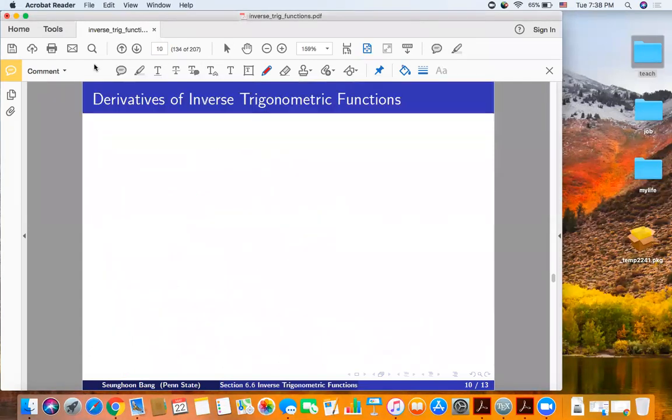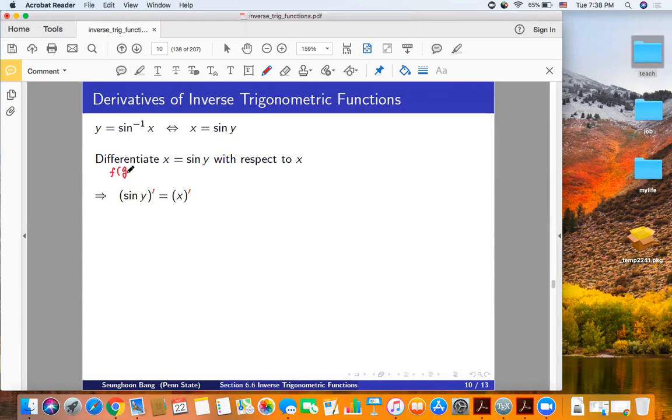The next one, we think about the derivative of the inverse trigonometric functions. Y equals inverse sine of x. I want to use the relation of an inverse function and f of x. We have x equals sine of y. Next, differentiate x equals sine of y with respect to x. What's the derivative of sine of y? We can use this idea.